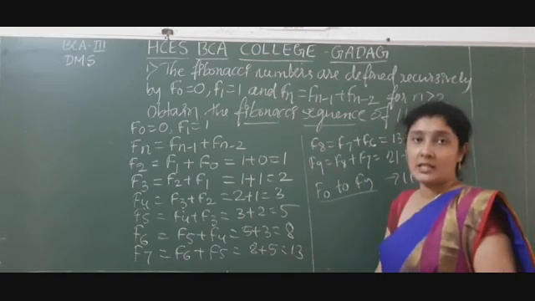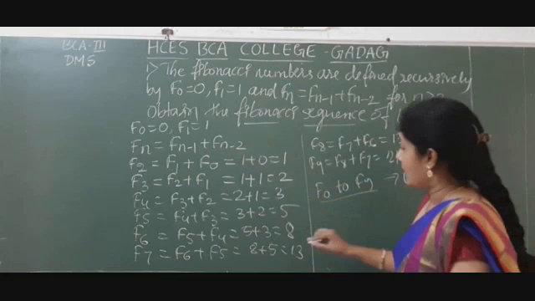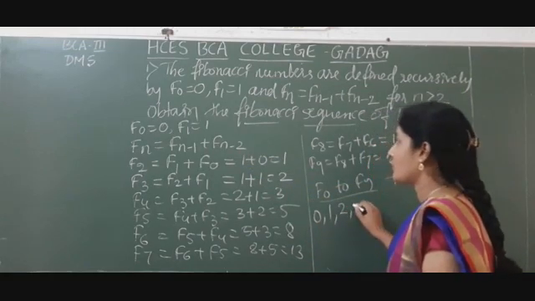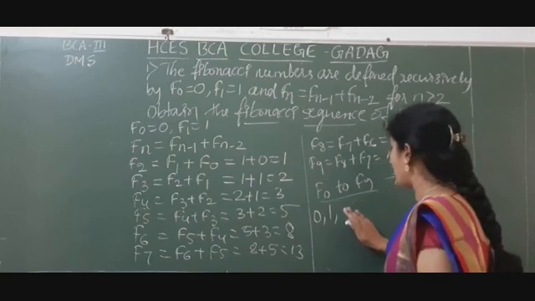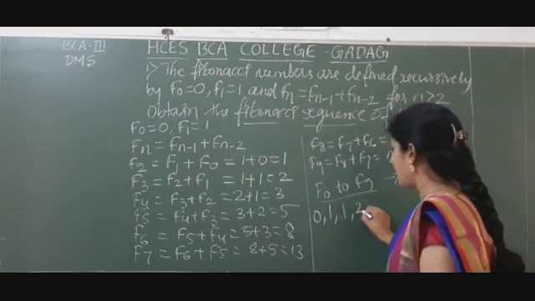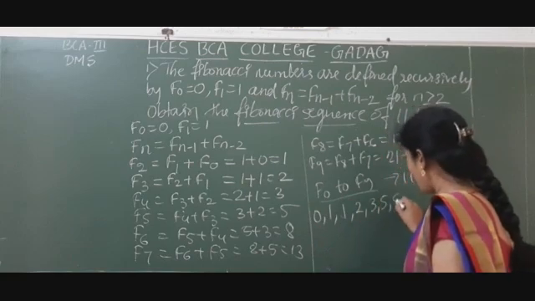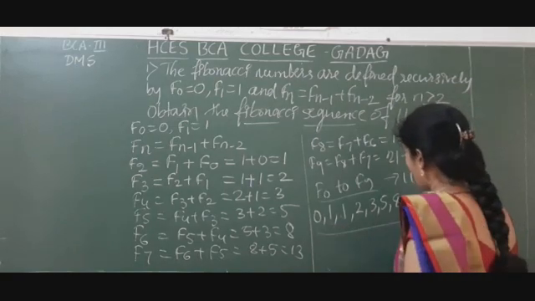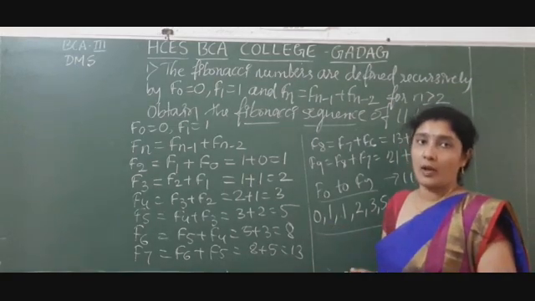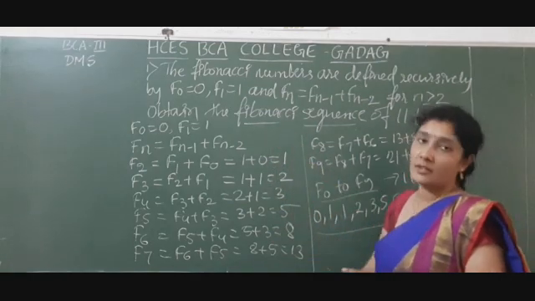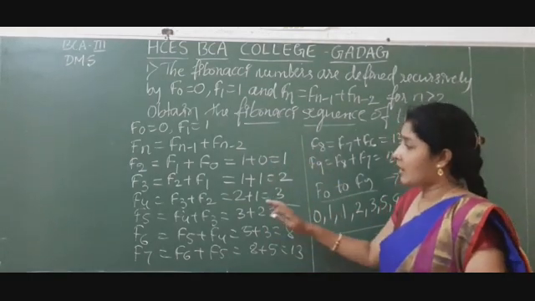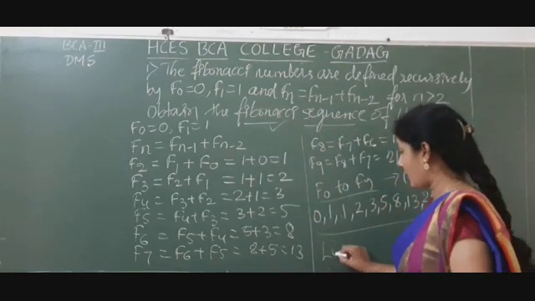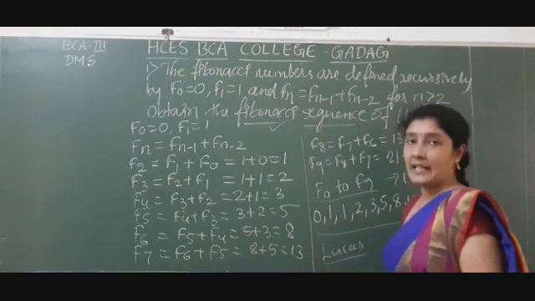So what is the Fibonacci sequence now? Let us write this: 0, 1, 1, 2, 3, 5, 8, 13, 21, 34. So this is a very simple problem, as you already know the meaning of the Fibonacci sequence. Okay, so this is how to solve Fibonacci, and there is one more, that is Lucas series, okay, which we will solve in the next class.